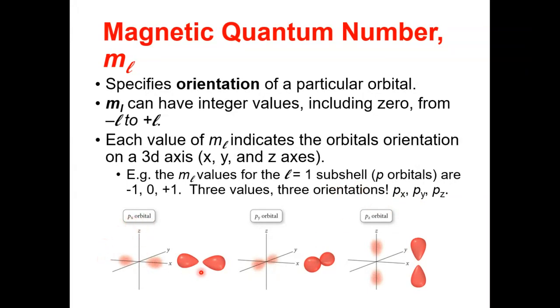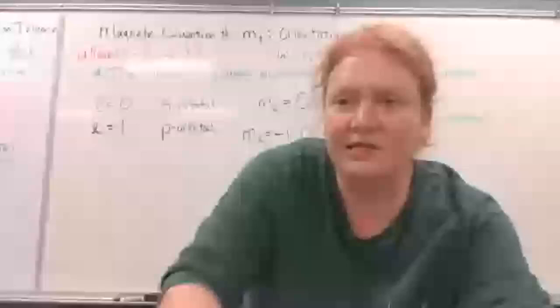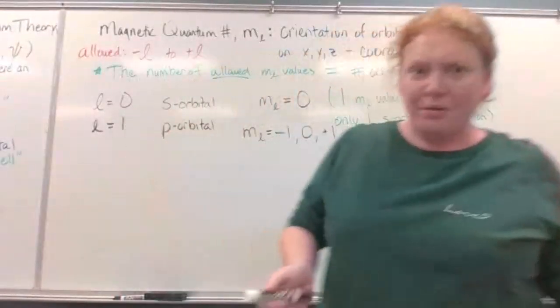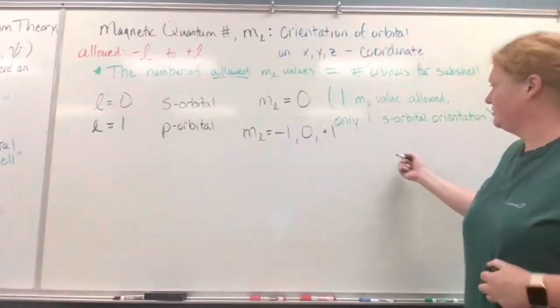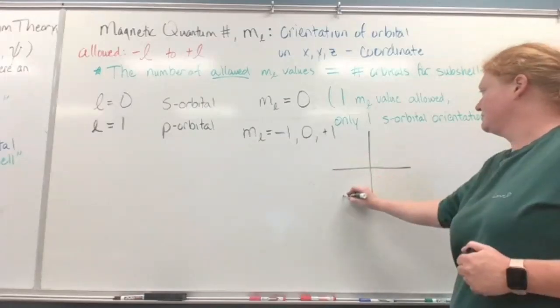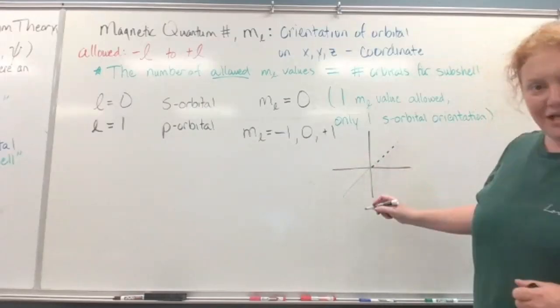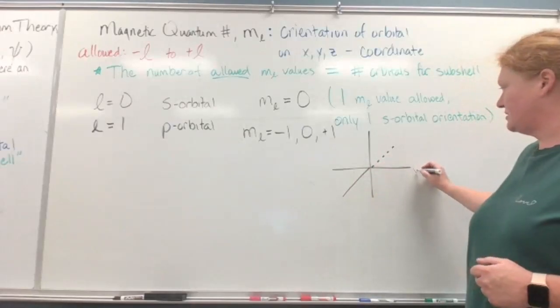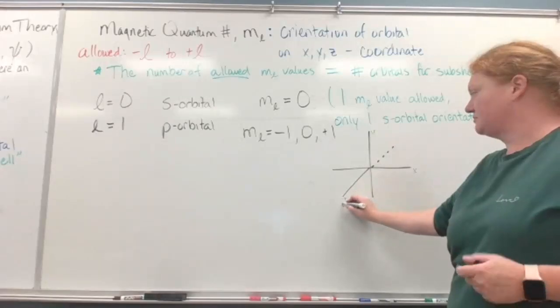One of them is aligned along the x-axis. One of them is aligned along the y-axis. One of them is aligned along the z-axis. Do you need to be able to sketch which one is going which way? Probably not, but if you're thinking about your 3D system, you have to understand that all 3 of these orbitals, I'll call this x, I'll call this y, and I'll call this z, okay?